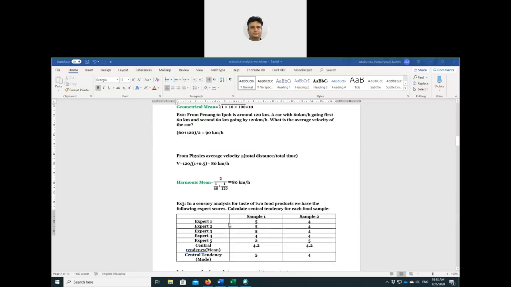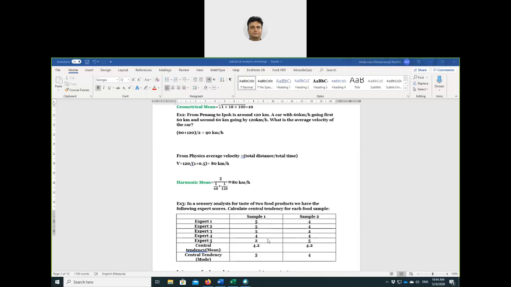We have another example here. In a sensory analysis for the taste of two food products, we have the following expert scores. We have five experts and we want to calculate the central tendency for each sample. For sample one: 5, 5, 5, 4, and 2. For sample 2: 4, 4, 4, 4, and 5.